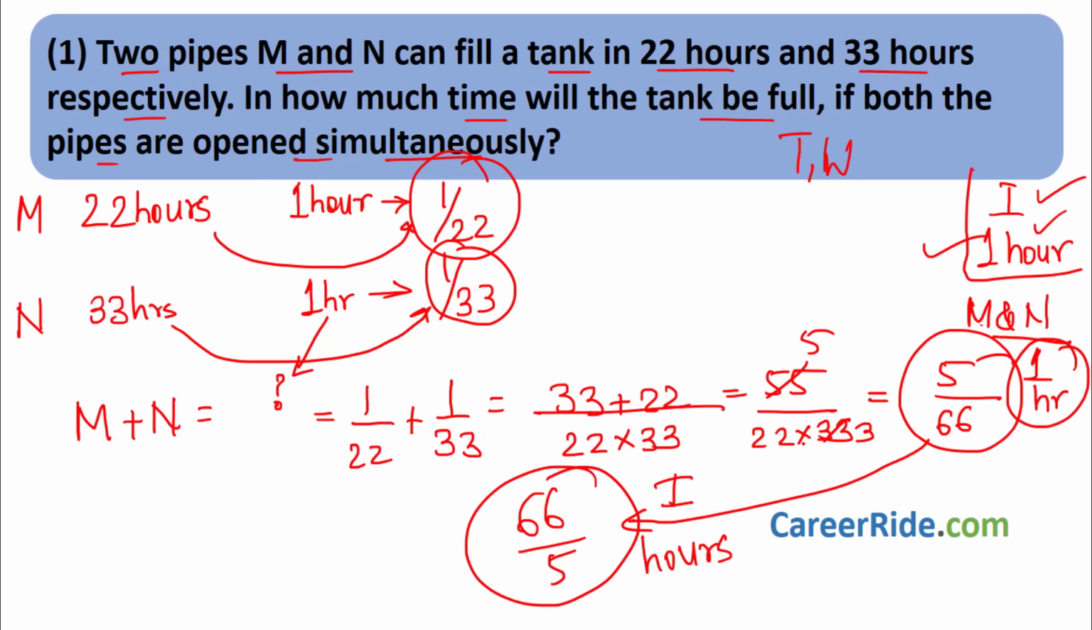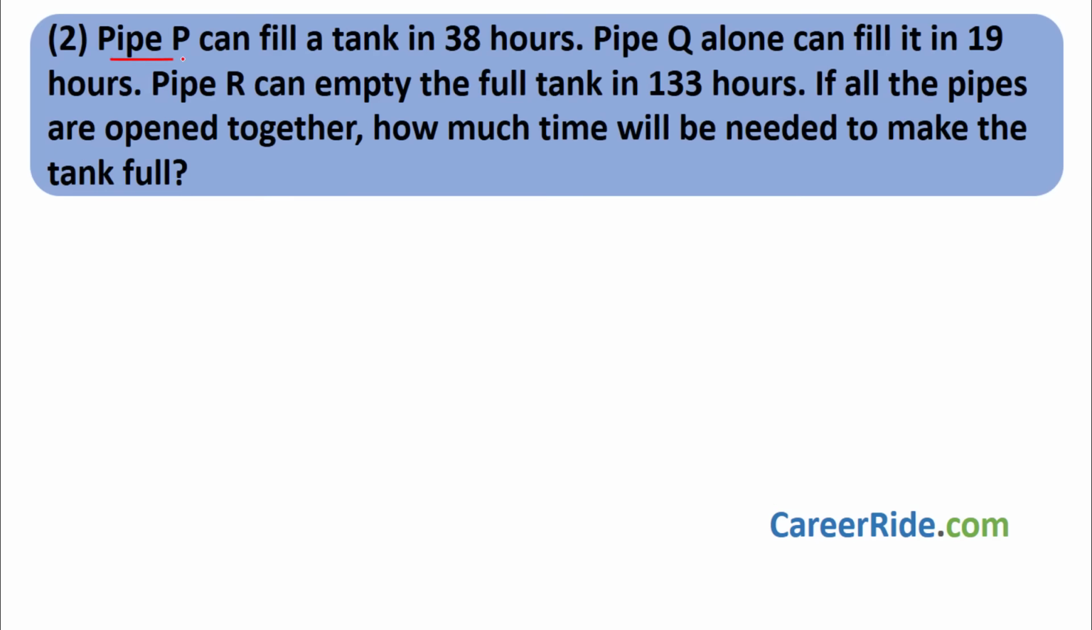Okay, moving to question number 2. Pipe P can fill a tank in 38 hours. Pipe Q alone can fill it in 19 hours. Pipe R can empty the full tank in 133 hours. If all the pipes are opened together, how much time will be needed to make the tank full? Again, this is very easy. It is similar to the previous sum. Let's see how to solve this.